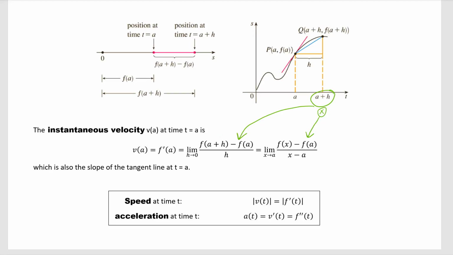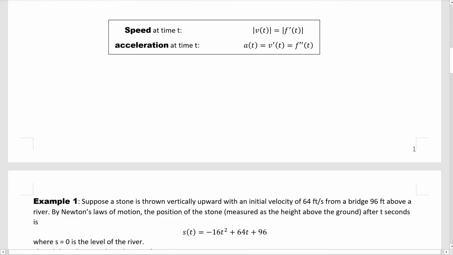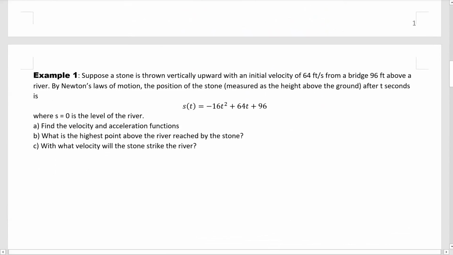All right. So what is speed? Speed is the magnitude of the velocity, which is the absolute value of the velocity. And acceleration is the derivative of the velocity, so that is the second derivative of the displacement. I hope you have seen this terminology before in your physics class.